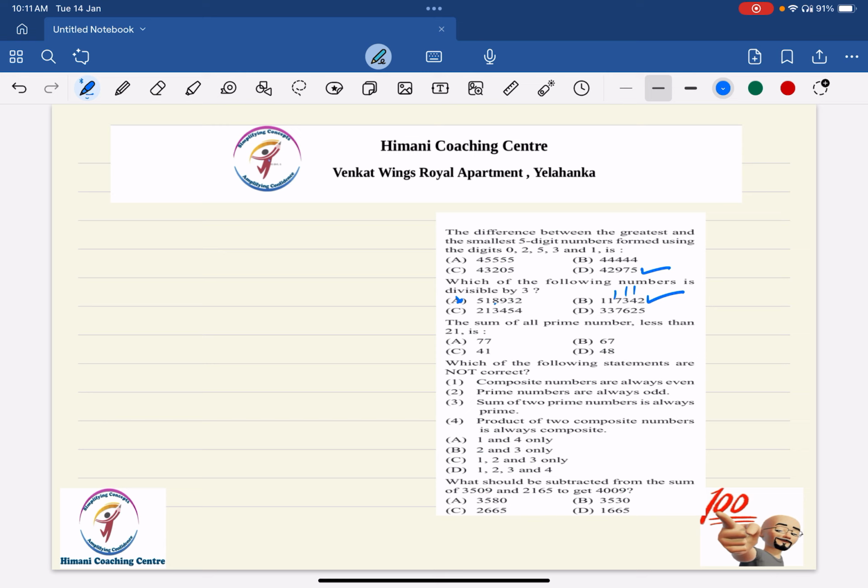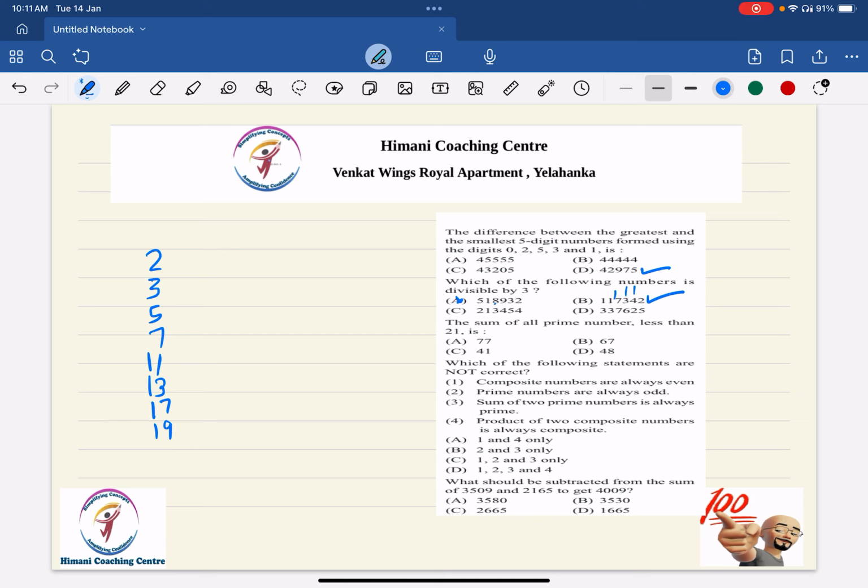Now it says the sum of all prime numbers less than 21. Students, remember 1 is not a prime number. That's the most common mistake which happens. Okay. So the first prime number is 2. Then we have to write all the prime numbers which are less than 21. So there is 2, then 3, then 5, then 7, then 11, then 13, then 17, then 19. So we have written all the prime numbers which are less than 21.